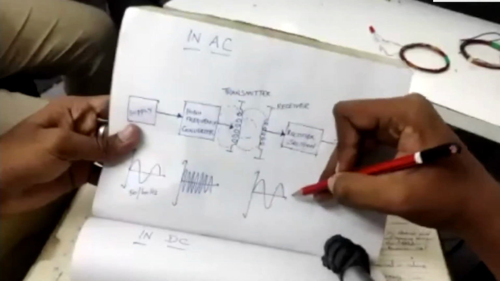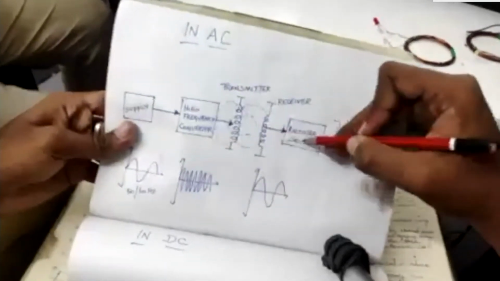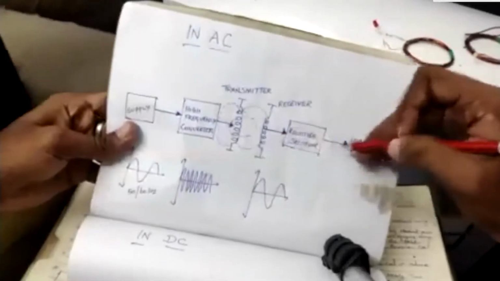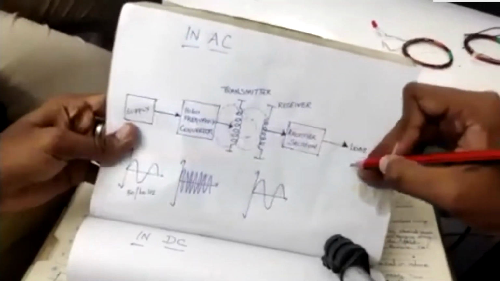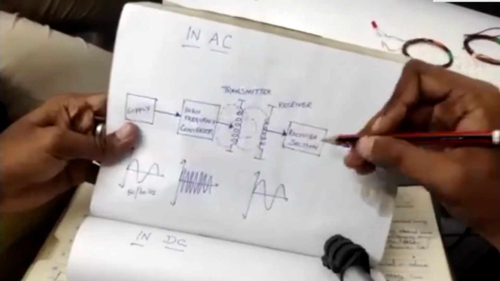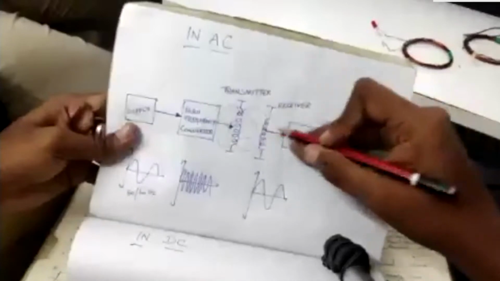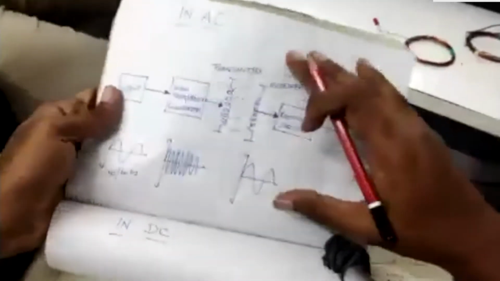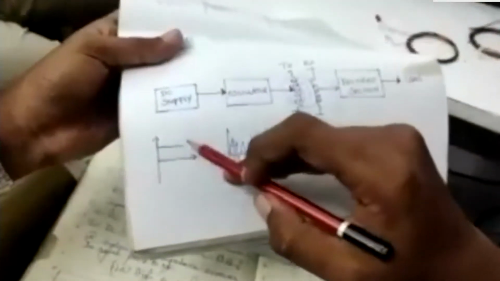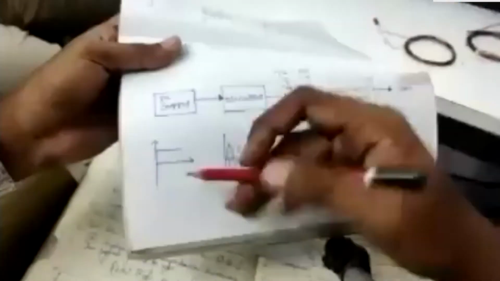The receiver section induces the EMF at 50 hertz. Again, the rectifier section rectifies the AC waveform into a DC waveform, and it is fed to the DC load. If you use an AC load, you can remove the rectifier section and directly use the AC load. But in DC, the waveform is a constant one. There is no time varying signal produced in the DC waveform.